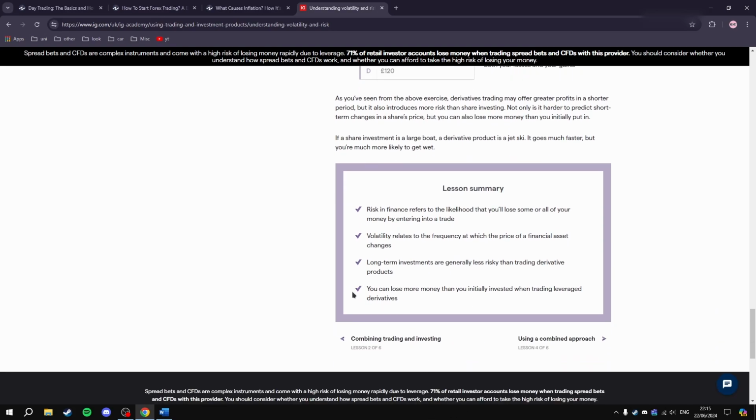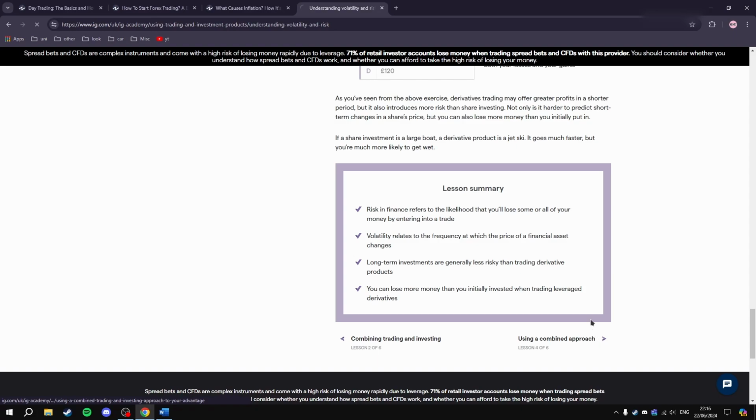So, lesson summary then. Risk in finance refers to the likelihood that you lose some or all of your money by entering into a trade. Volatility relates to the frequency at which the price of a financial asset changes. Long-term investments are generally less risky than trading derivative products. You can lose more money than initially invested when trading leveraged derivatives.